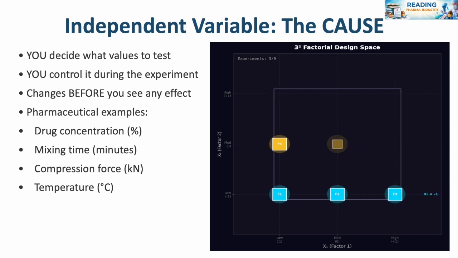So here are some common independent variables in pharmaceutical formulations. First is drug concentration, how much active ingredient you include; the mixing time, how long you blend the powders for; the compression force, how hard you're going to compress the tablets; and the temperature, how hot or cold you run the process. You notice that all of these you can set, you can control, and you can choose. And that's what makes them independent.